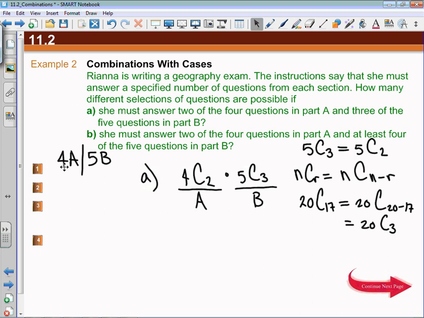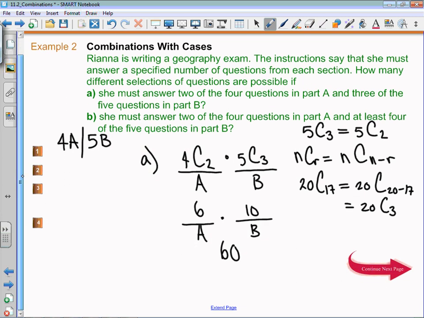To solve this question, I'm going to figure out 4 choose 2 and 5 choose 3, and then we're going to multiply them together. So 5 choose 3 in part B, there are 10 different ways that she can make those selections, and 4 choose 2 in part A, there are 6 different ways that she can make those selections. So there are effectively 60 different types of exams that Rihanna can answer.